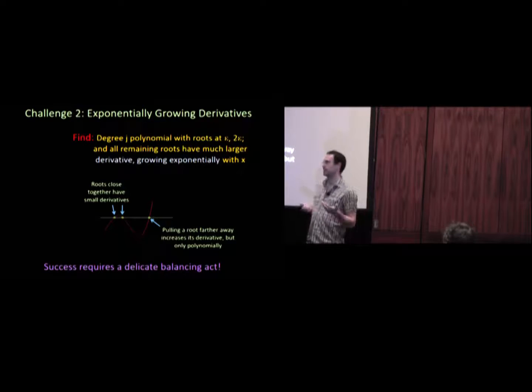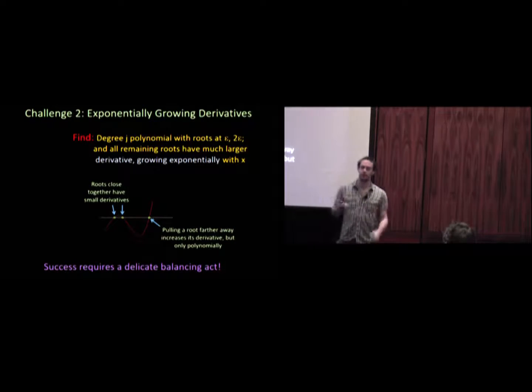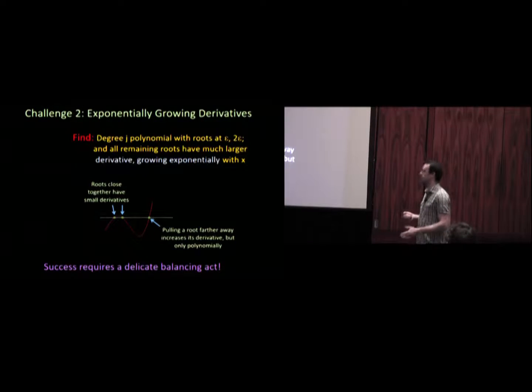And if you try this, you'll fail. Like getting everything to work out so that you actually get exponential growth. So it's just too delicate a balancing act for, you know, bigger J's. So okay, we need to use Laguerre polynomials.